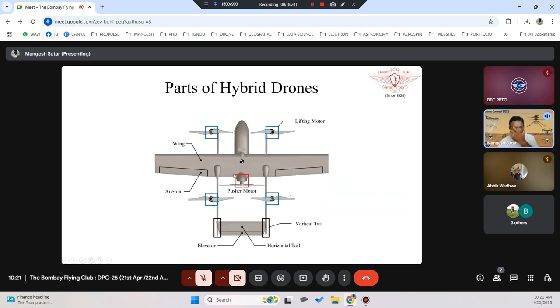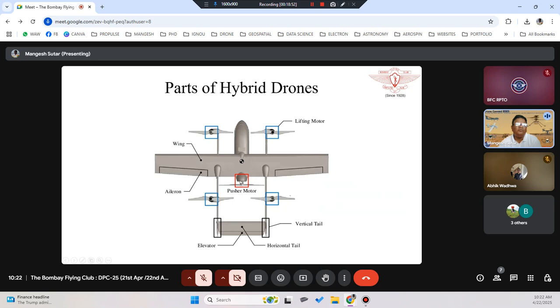Now let's see what are the parts of hybrid drones. There are totally 4 plus 1, that is 5 motors. Normally we call it a 4 plus 1 configuration. So you will see there are 4 motors, a quadcopter kind of thing, which will help a hybrid drone to vertically take off and vertically land also. And there is a 5th motor which is called a pusher motor. Here the 5th motor is connected at the tail section or backside of the fuselage.